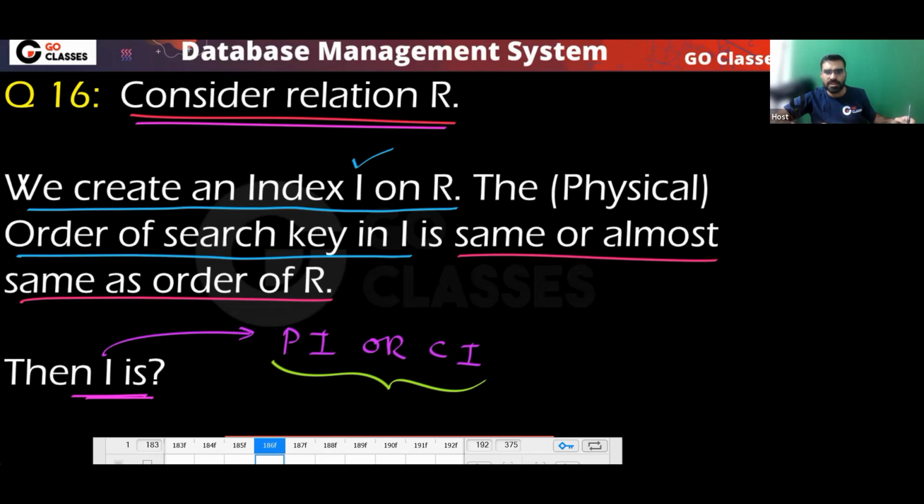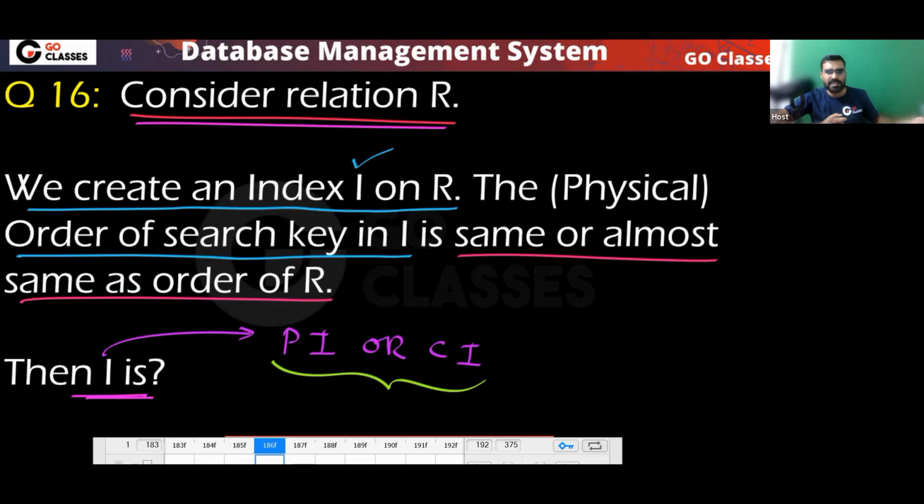Of course, more information should be given, that the search key is a key. If they say the search key is a key in R, then we can say primary index. If they say the search key is a non-key in R, then that will be a clustering index. So with this information we can only say this much.